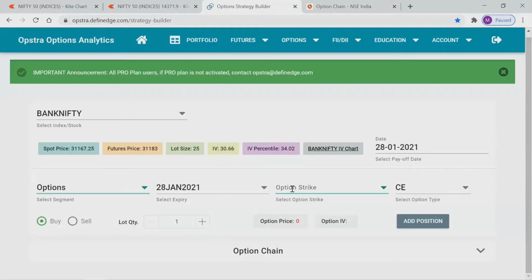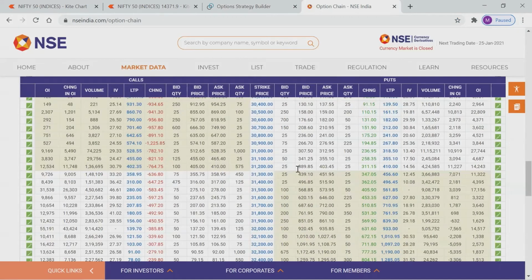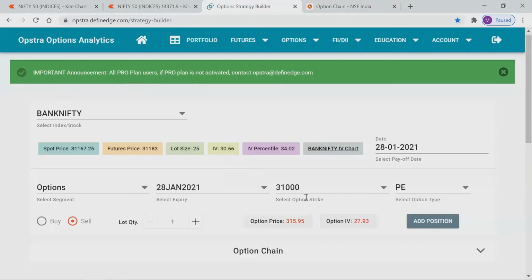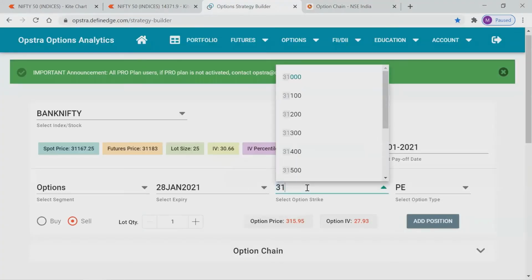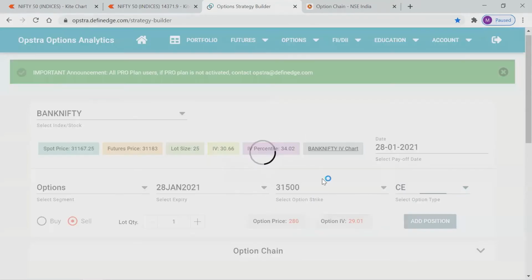31,000 put. Click select sell, add position. Okay, now let's select strike from call side. 9,000, 8,000, 31,000, which is very huge. 9, 10, 12, 12. Okay, so 31,000 is huge. I mean 31,000 is the highest value in OI, so I select 31,500 as strike price towards call side. 31,500 call side, add position.